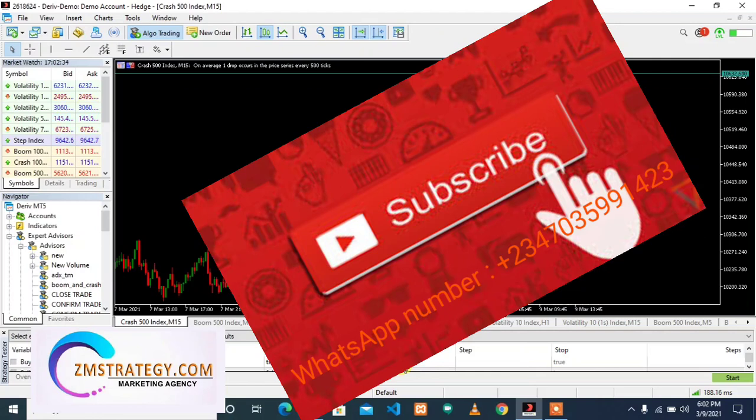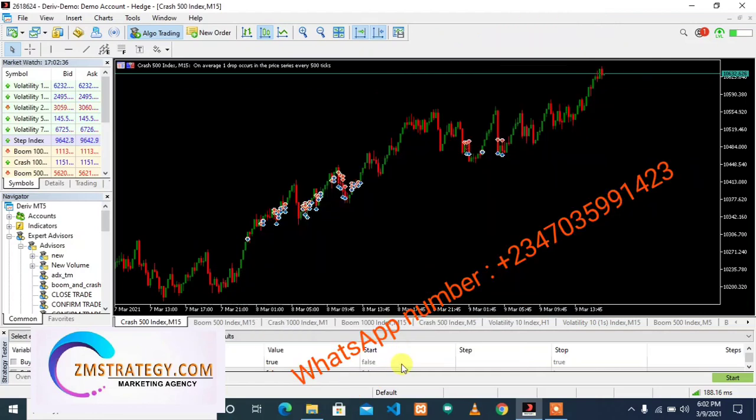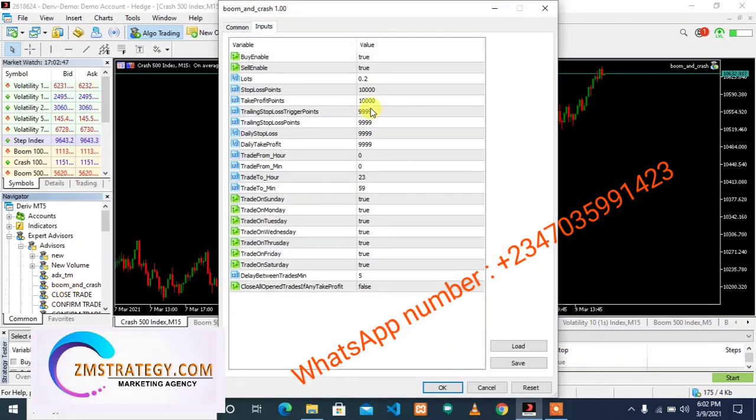Today I'm going to explain to you guys the recent version of the boom and crash trading system, which is also known as the robot auto trading system. You can see here the boom and crash. So let me open it. You can see that we have added so many features on the boom and crash robot trading, and there are different features which have been added.